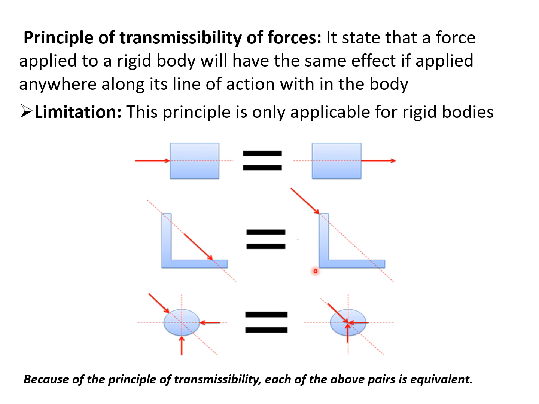forces. And the same here again in a circular body, or you can see it is a cylindrical or spherical one. These three forces are acting, and we can shift these three forces to different points, but we have to keep the same line of action like this. Then the effect of these three forces in this free body diagram remains the same. So we can say that because of the principle of transmissibility, each of the above pairs is equivalent.